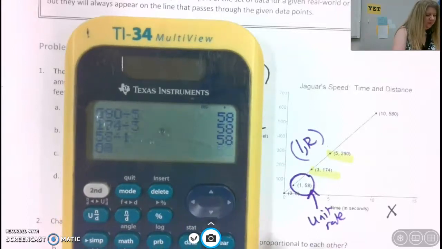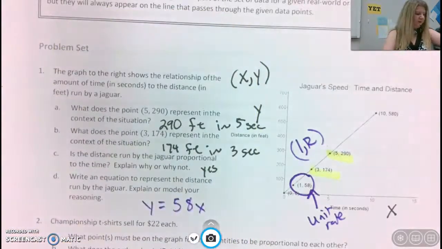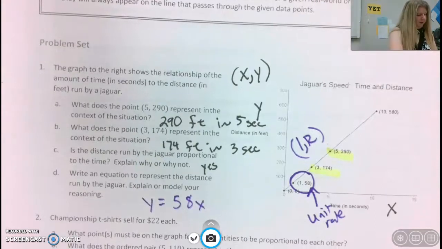Now if I do 0 divided by 0, I get an error because when you're dividing, the least number of groups you can have is 1. So when you try to divide by 0 or put your things in 0 groups, that's just not possible. That's why we have a divide by 0 error. Now, we'll move on to the next question.